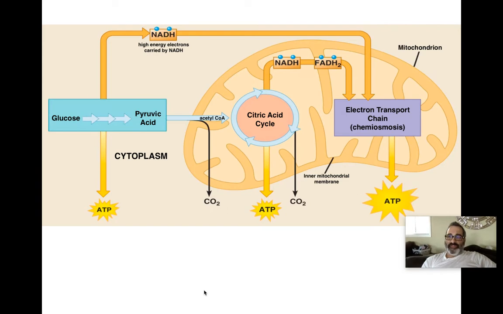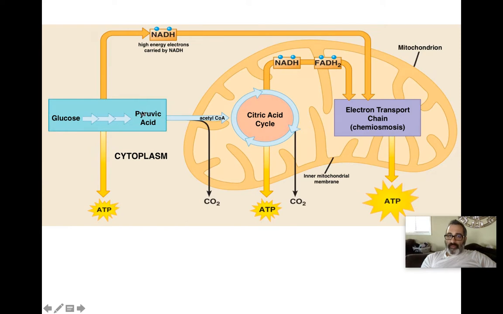This video is going to summarize the parts of cellular respiration for you. This right here is a summary of aerobic respiration. So how does it start? Well, it starts with glucose getting broken down during glycolysis and turned into pyruvic acid.